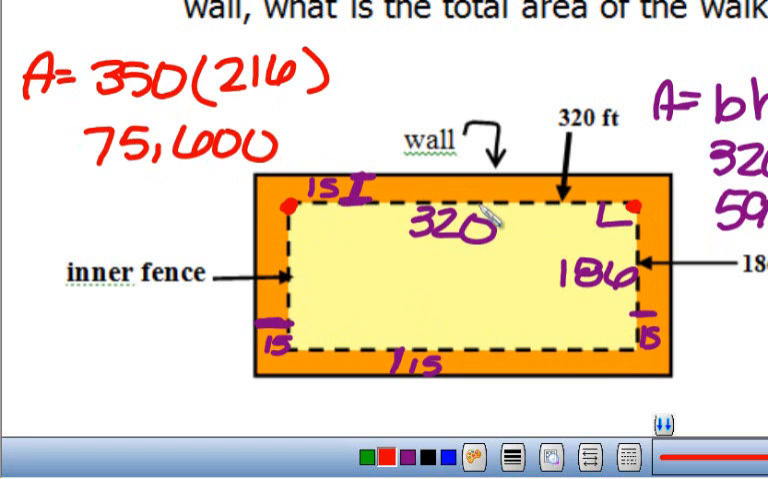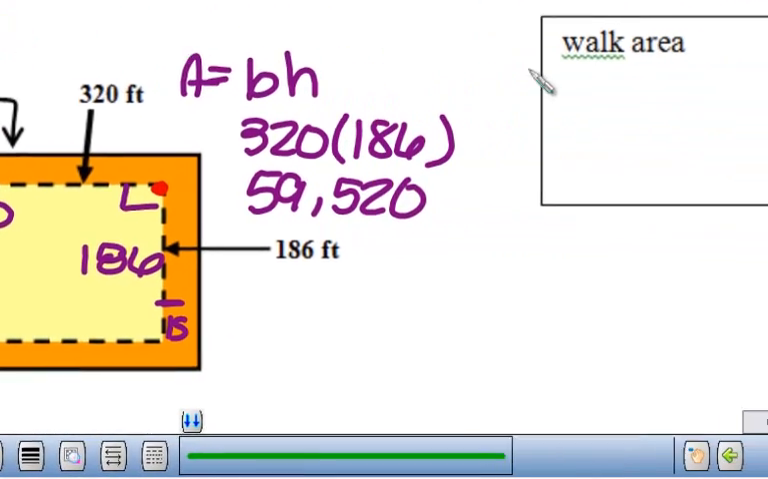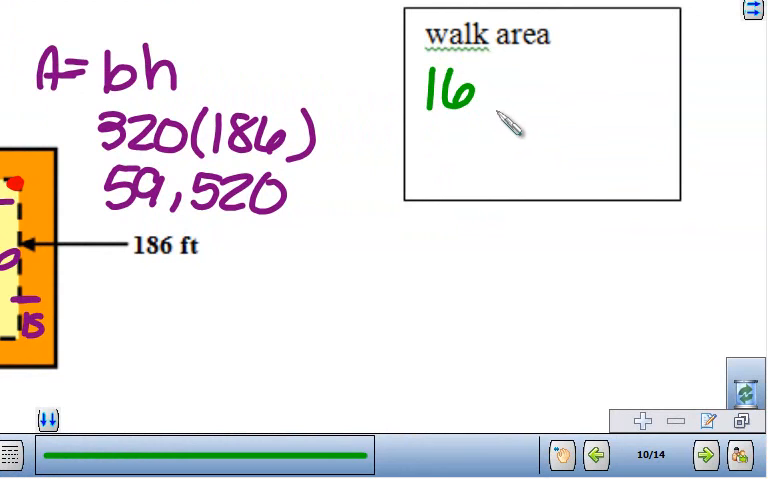They just want the difference, so then you subtract. So we're going to come over here and subtract 59,520, which gives you 16,080. So the walk area is 16,080, and this was measured in feet, so this is area in square feet.